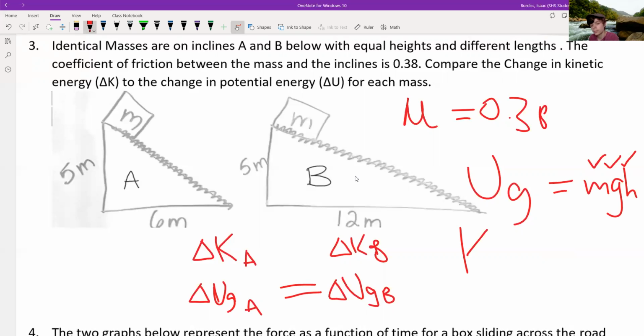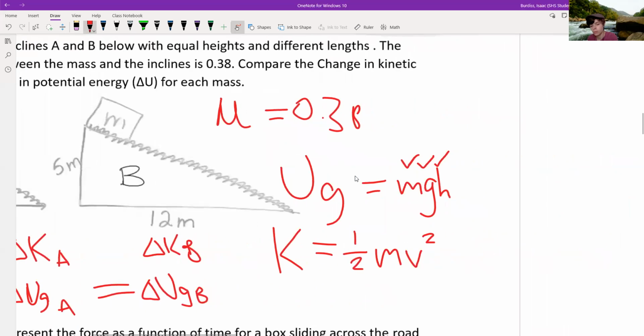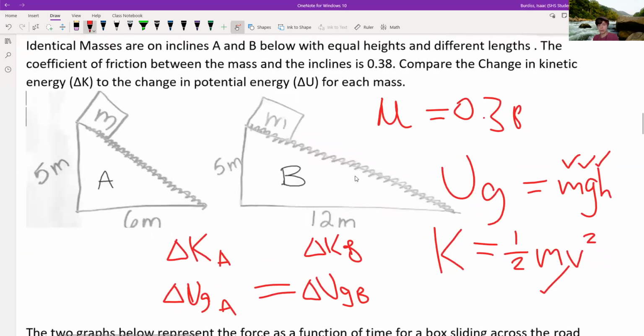Now, what about the kinetic energy? All right, the masses are the same, but are the velocities the same? No, because there is different length, and we know by our kinematic equations that if you have a different distance, there's going to be a different velocity. But how do you know which one's going to be greater than the other?